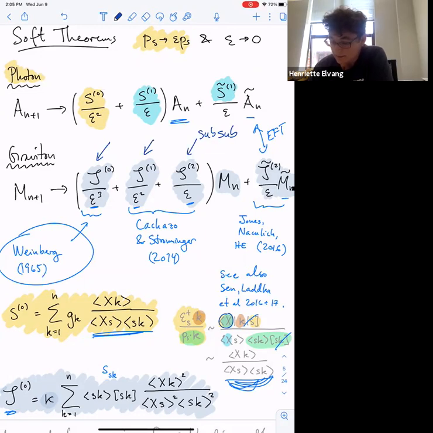So one of the reasons we studied this in the first place in 2016 was the question of whether higher derivative operators could possibly change these soft factors, which came from the question of whether these soft limits, these leading and subleading soft theorems, would also be universal in loop amplitudes, because these were tree-level results.